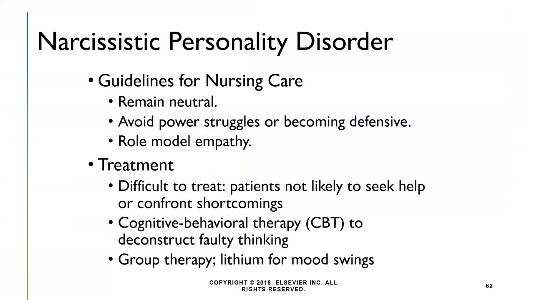What do we have to think about with nursing care? Remain neutral. We don't want a power struggle. We set limits. If they want phone time and phone time's not till 4 p.m., sorry, you can have a phone call at 4 and we leave it there. A lot of individual therapy. These patients are often not going to seek help because they don't believe they're a narcissist and they don't want to be labeled as narcissistic.